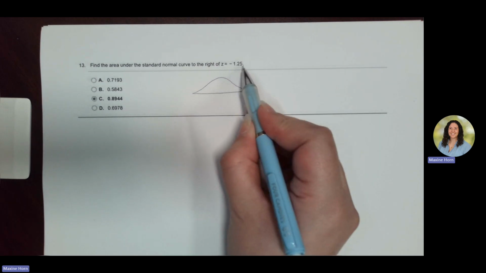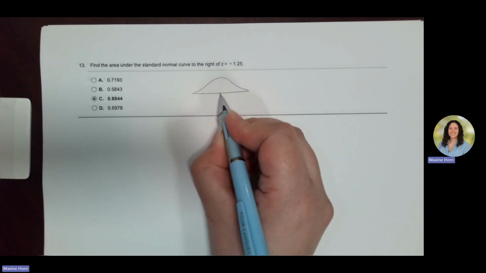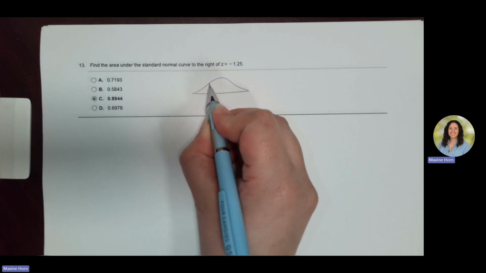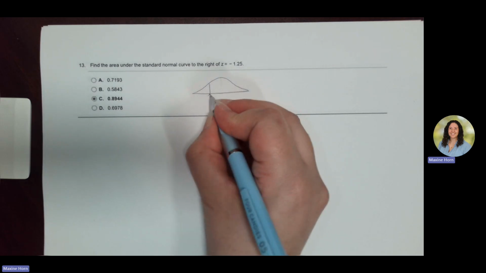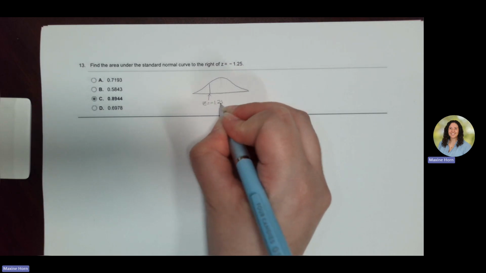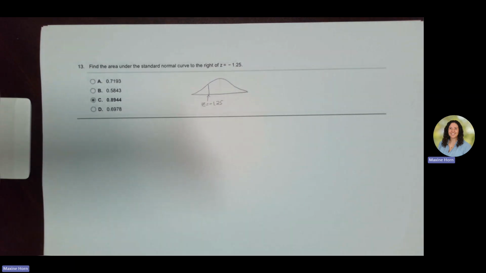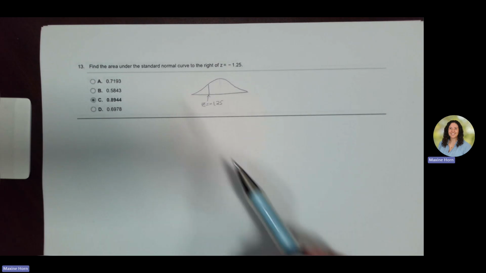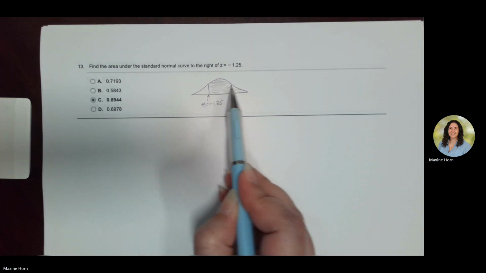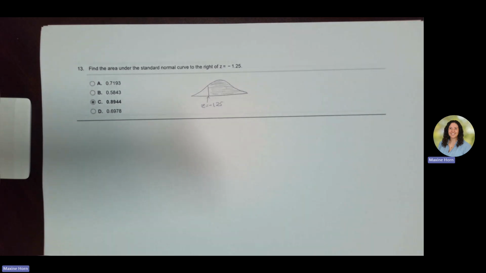I have a z-score of -1.25, so my mean is right here in the middle. So I go 1 1/4 standard deviations to the left. So that's a z-score of -1.25, -1 1/4. And they want the area under the curve to the right of that. Okay. So they want that area.